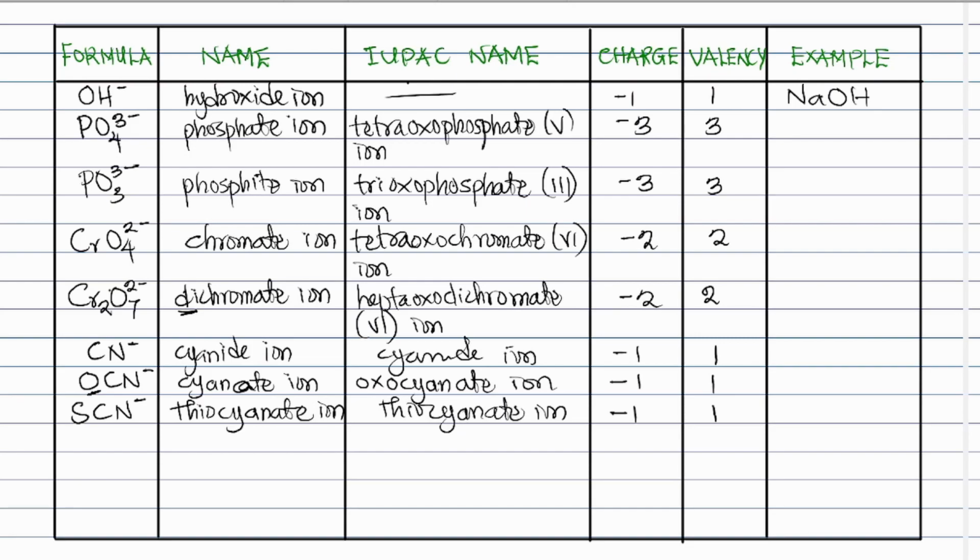We're going to put a stop to it for the examples. You can practice them as much as possible to get conversant with all the polyatomic cations and anions. This will go a long way in helping you in chemistry.